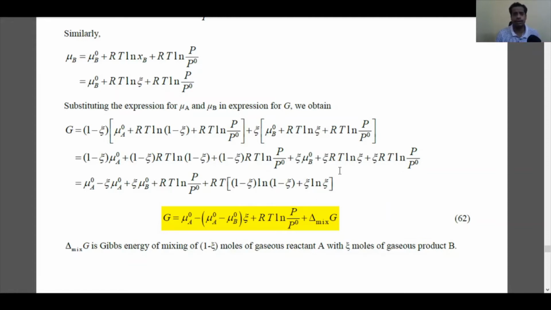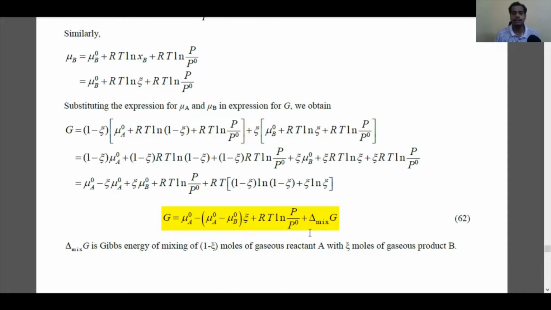It can be obtained with a simple rearrangement. There is not much difficulty here. Now further rearrangement gives what? G is equal to mu A0 plus (mu B0 minus mu A0) into xi, plus RT ln p by p0, plus delta mix G. This is the Gibbs energy of mixing. What is delta mix G? It is RT (1 minus xi) ln (1 minus xi) plus xi ln xi. So this is the Gibbs energy of mixing.